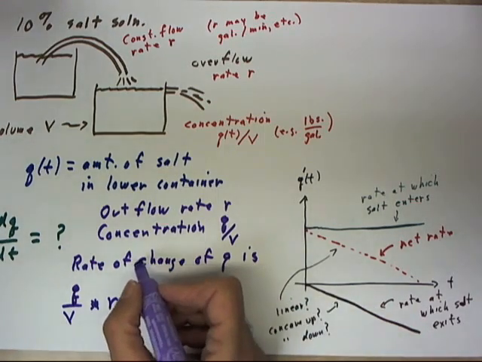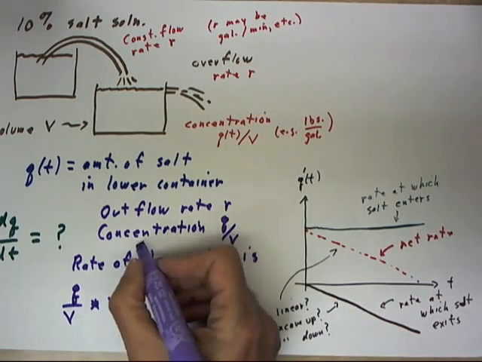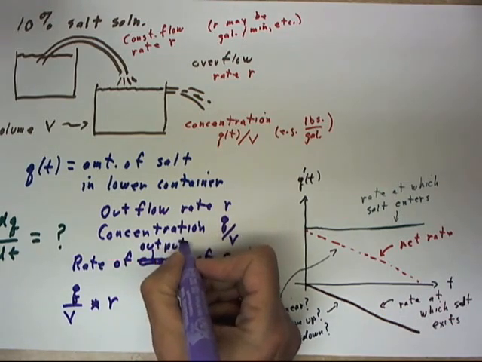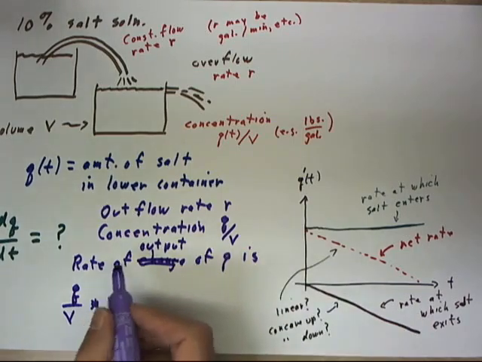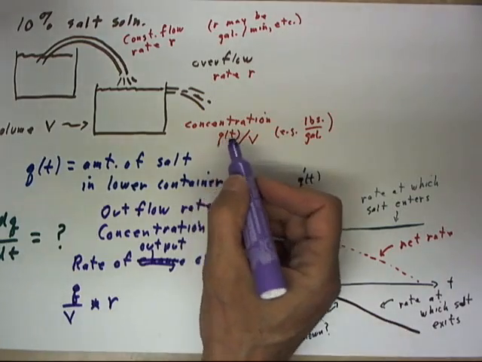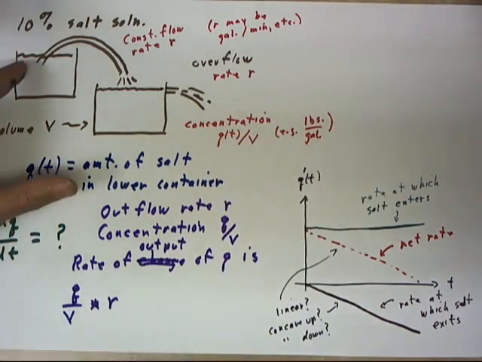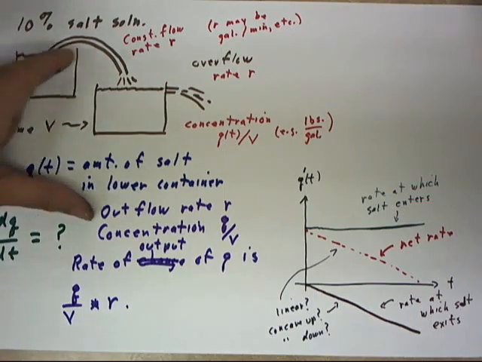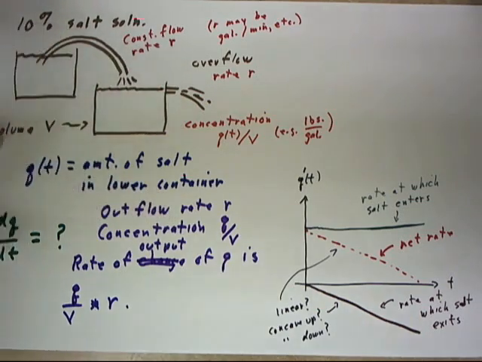And when I say rate of change of Q, I mean, let's call it output of Q, the amount of salt that's actually flowing out through the overflow. Now we also have salt flowing in. The rate at which salt flows in is going to be just 10% of R. We'll get that in a minute.